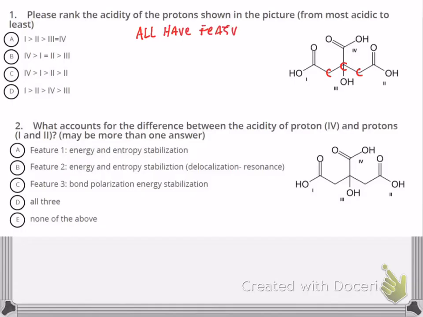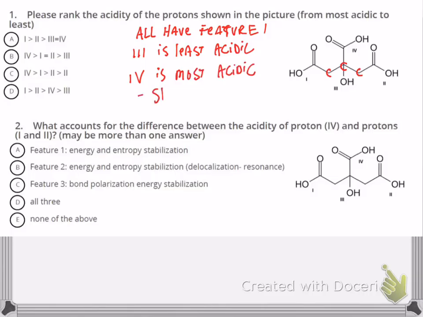So we're going to go through and look at the features, and we see that they all have feature 1 because all of the negative charges of the conjugate bases that would be made will all be on oxygen. But 3 is definitely going to be least acidic because it has no feature 2. And 4 is going to be the most acidic based on feature 3, which is bond polarization. It's 1 carbon closer with the electron withdrawing group than 1 and 2 are.